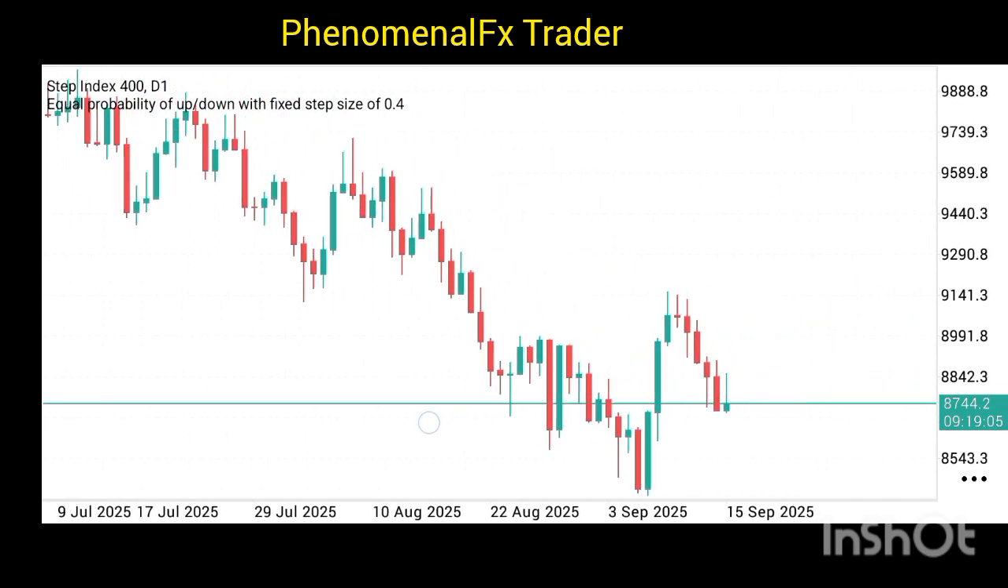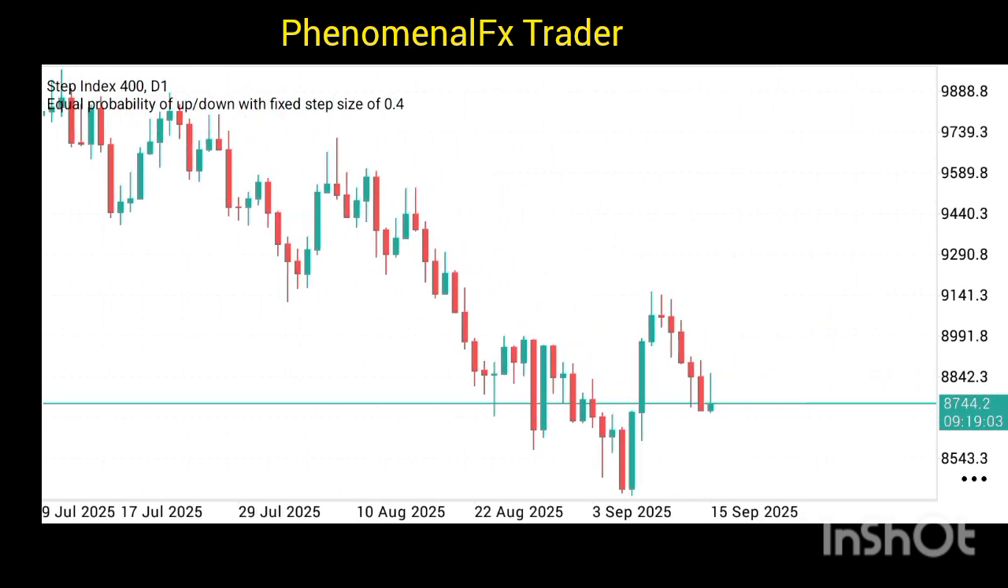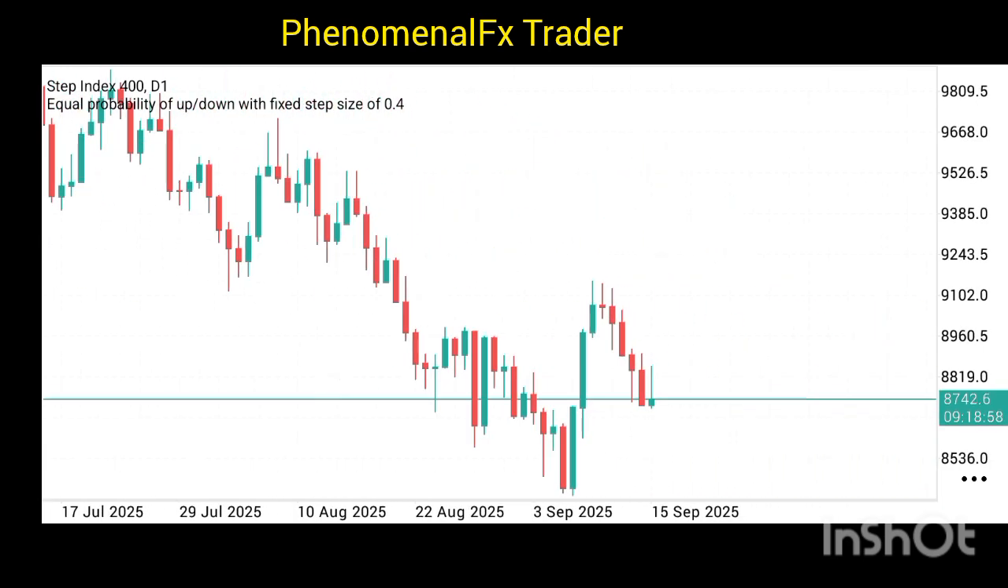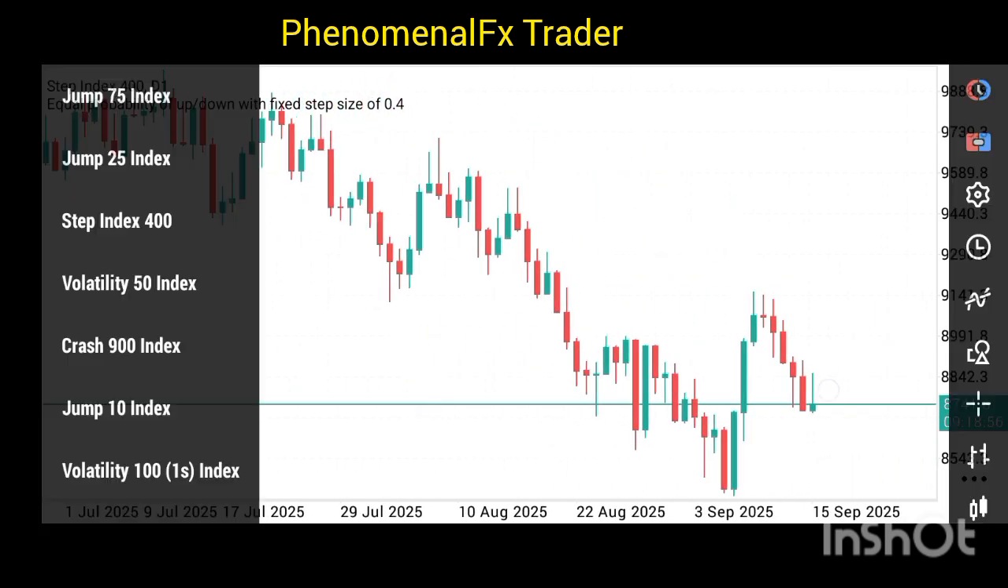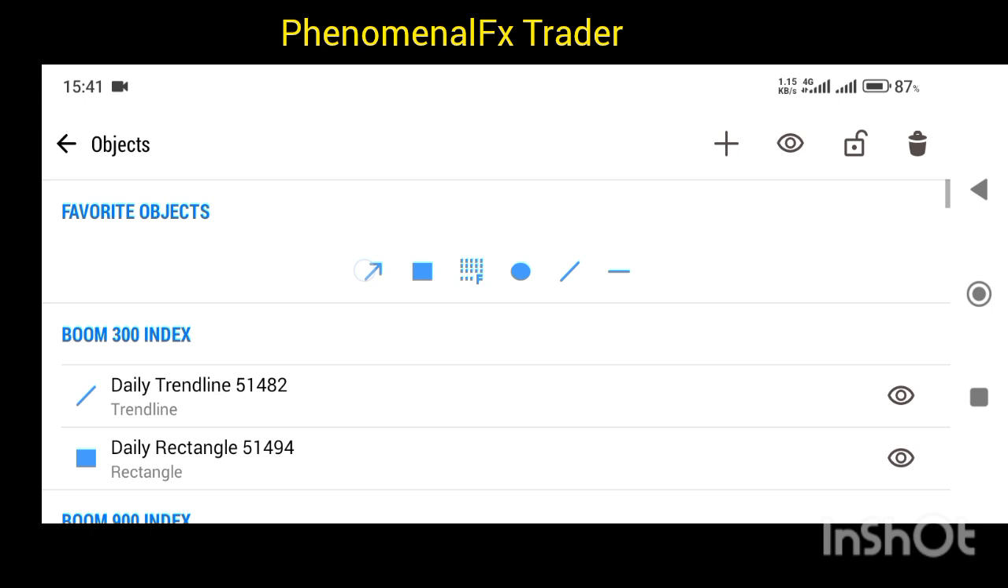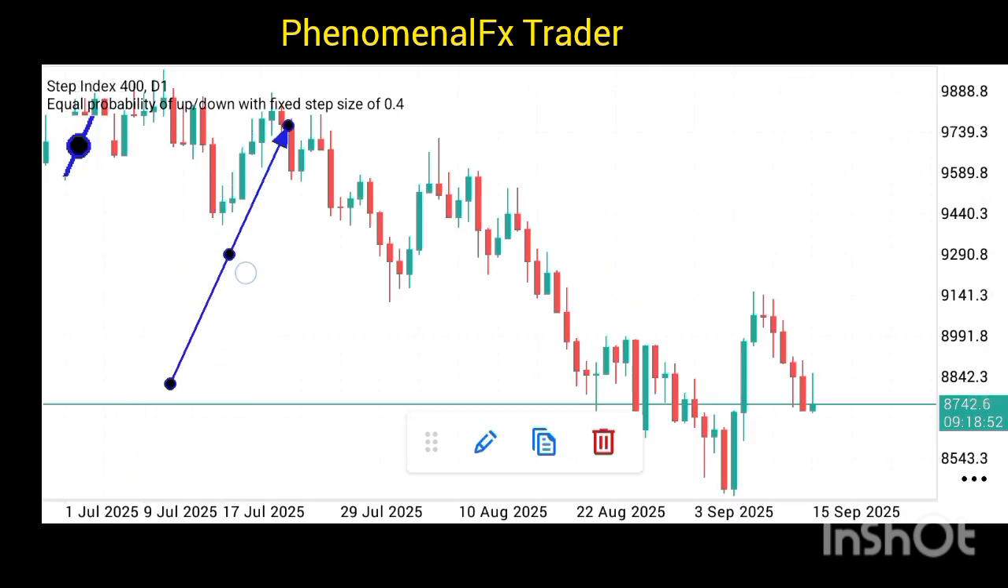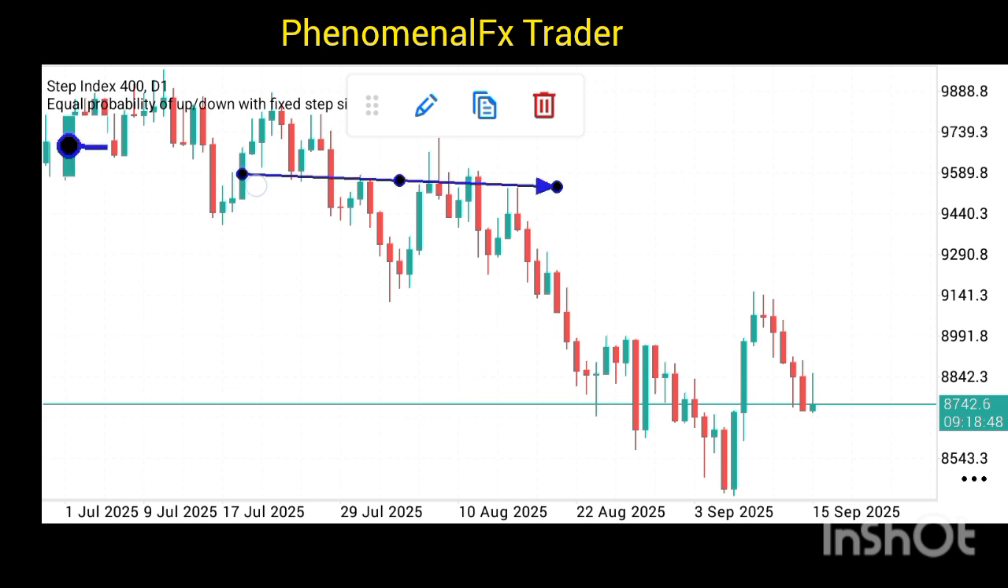Meanwhile, this is Step Index 400, and this is the daily time frame. Looking at this pair, you can see the market has been selling, creating lower highs and lower lows from here, until it got to this low, then it started buying impulsively.